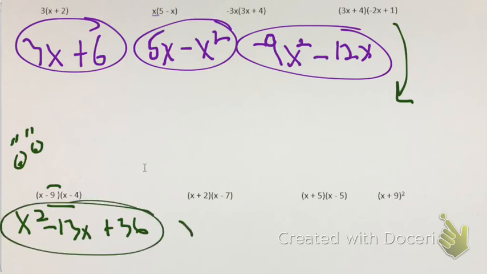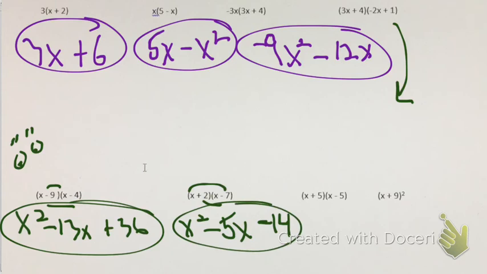Same thing here, x squared minus 14. And in the middle, minus 7x plus 2x would give us minus 5x. Like I said, we're showing a little bit less work now. If you're not sure, you might want to go back and check Khan Academy for multiplying binomials.